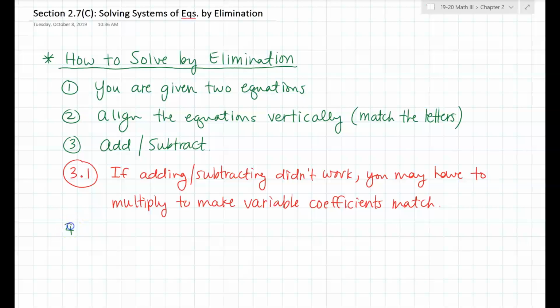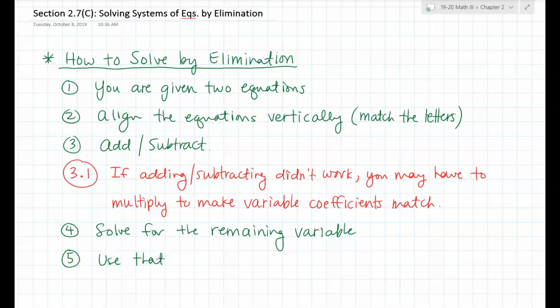So step 4, solve for the remaining variable. Okay, once you get that answer, use that solution, or use the solution from number 4, to solve for the remaining variable.